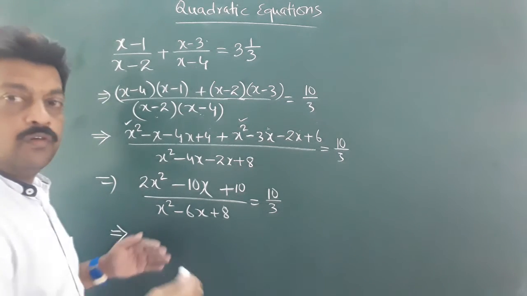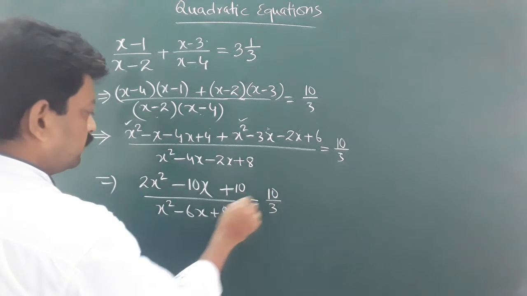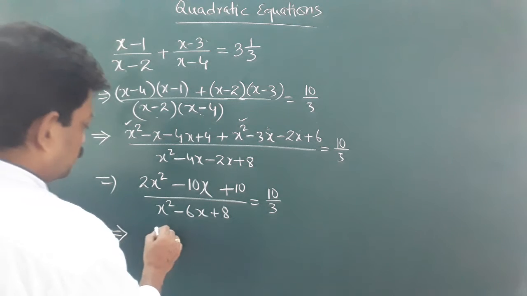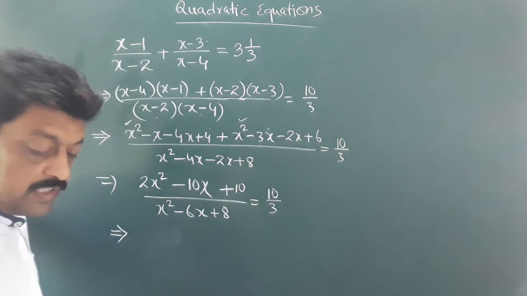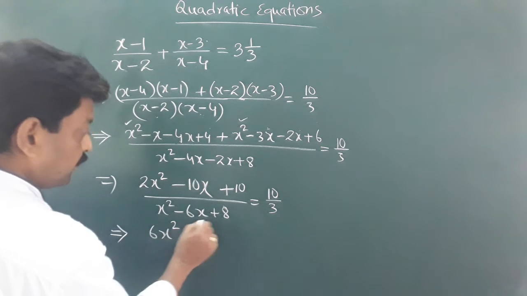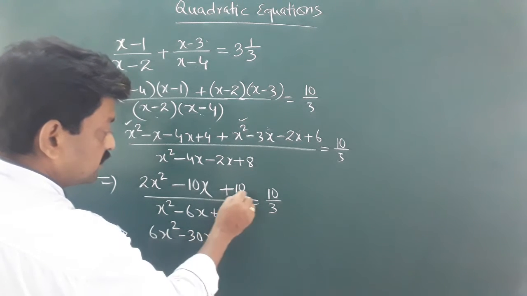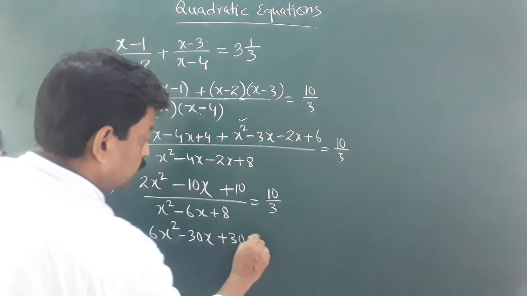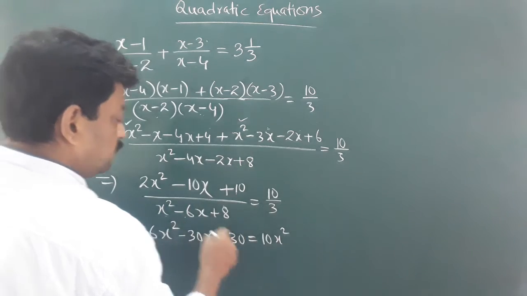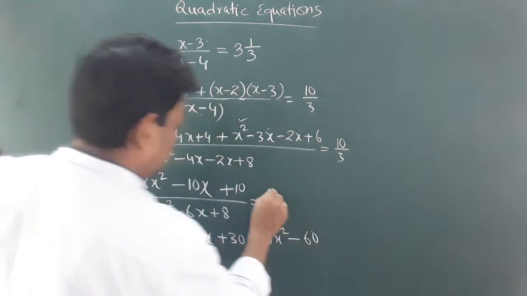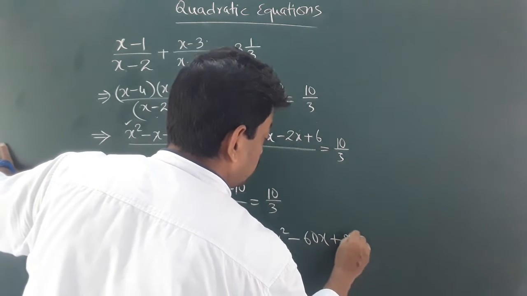Now cross multiplication. This 3 will be multiplied with the whole thing and 10 here will be multiplied with the whole thing. So 2x square into 3 will become 6x square, 3 tens are 30, minus 30x plus 30, equals to 10 multiplied with x square is 10x square, 10 multiplied with minus 6x is minus 60x, and 10 times 8 is 80, equals to 0.